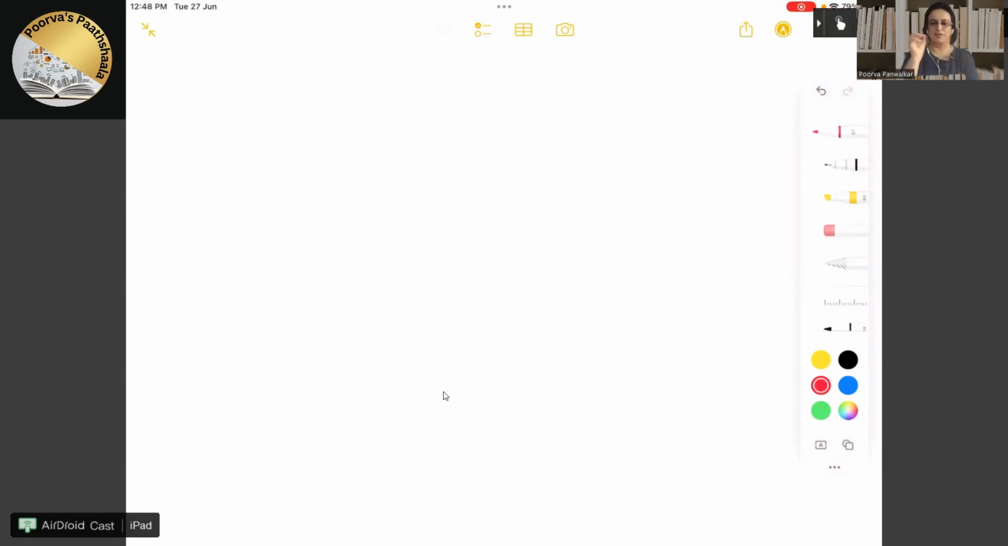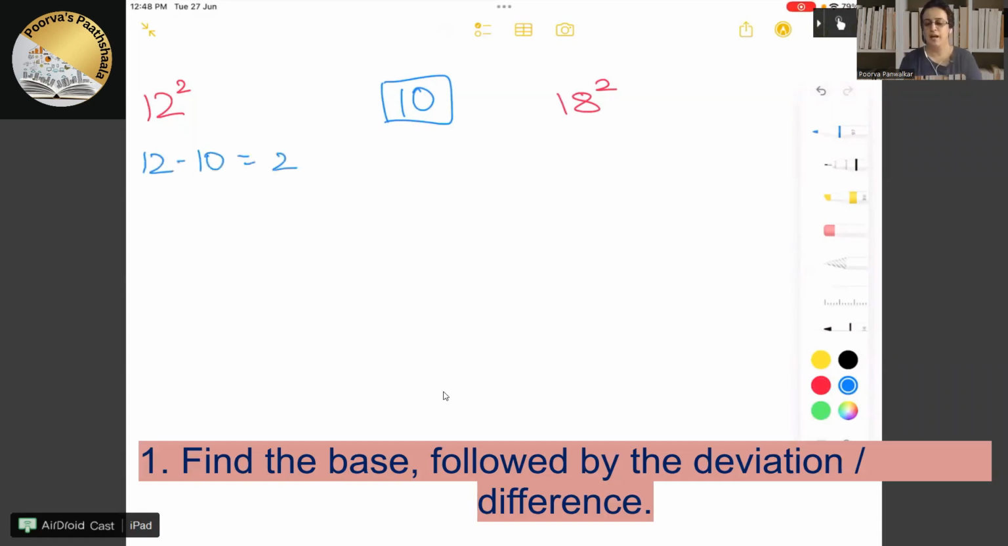Now, we will begin with 2 very basic numbers, that is squares of 12 and 18, where the base of both these numbers is 10. So my first step is done, where I find the base of the numbers, which is 10. In my second step, I find the deviation from the base, that is how far away the number is, and that is done by finding the difference, that is 12 minus 10, which is 2, and 18 minus 10, which is equal to 8. So I'm done with finding the base, and I'm done with finding the deviation.